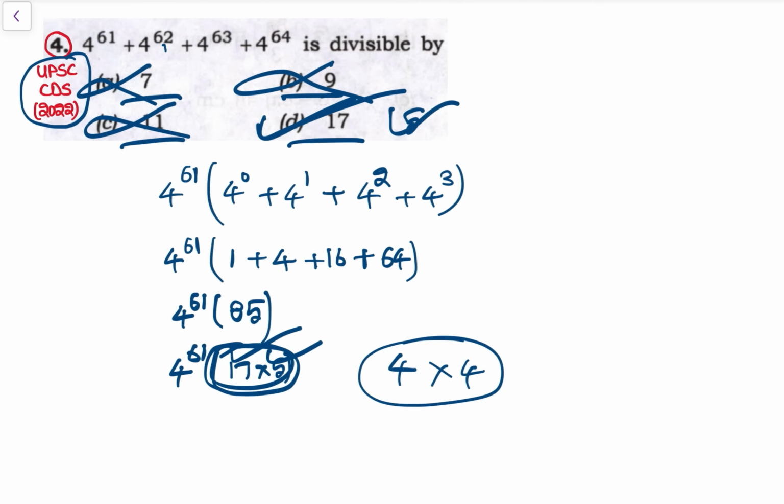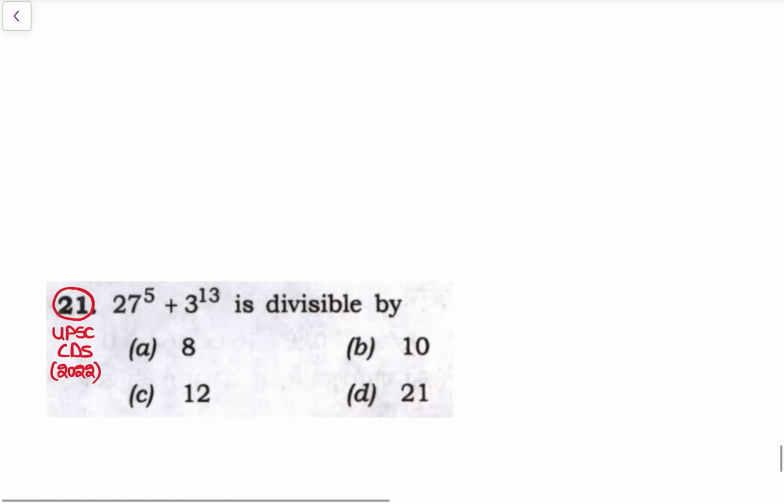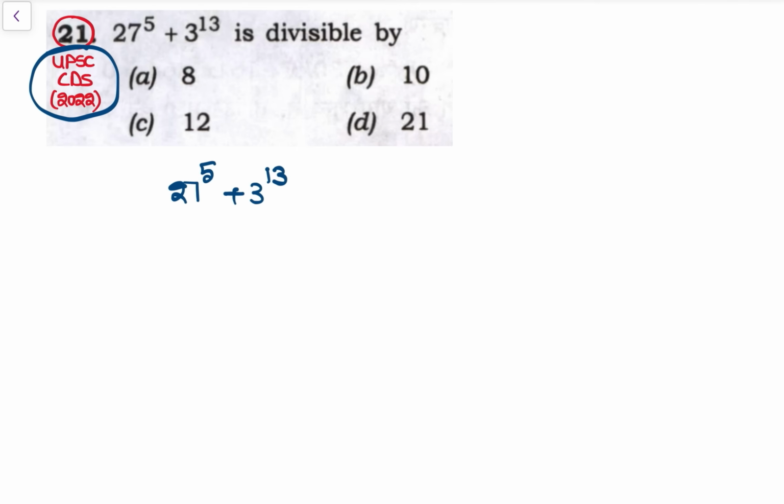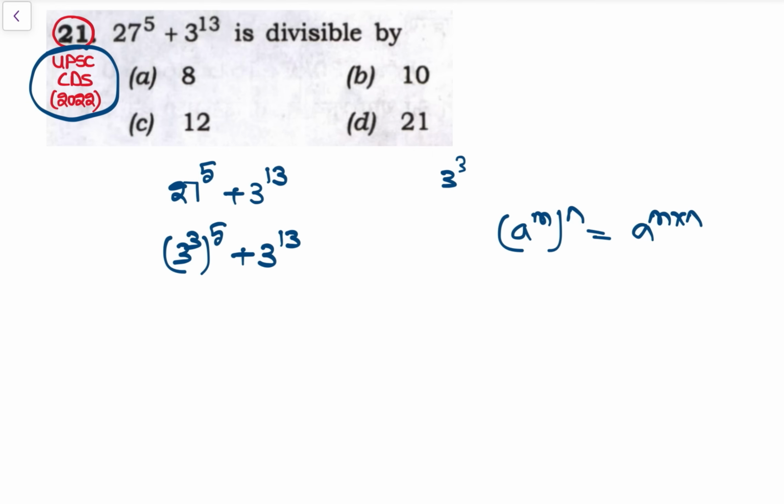So इसको ऐसा भी break करके ऐसा आ सकता है. Now let's do next question. See, this is again a question asked in UPSC CDS 2022. देखो, see, 27 to the power 5 plus 3 to the power 13 is divisible by? See, 27 can be written as 3 to the power 3. So this is 3 to the power 3, to the power 5 plus 3 to the power 13. See, this is what, a to the power m to the power n is nothing but a to the power m into n. So this is 3 to the power 3 into 5 plus 3 to the power 13.